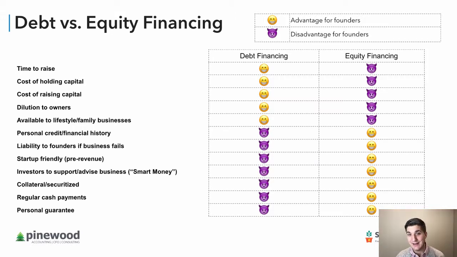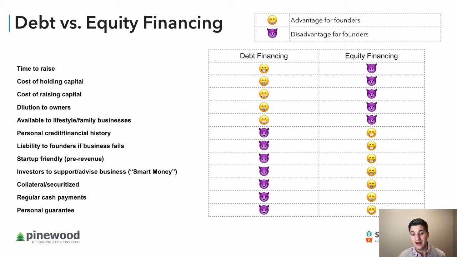Liability to founders if the business fails. Not advantageous to founders or owners. If your business fails, many times you'll need to pay that commercial loan back, and you will many times need to personally guarantee it. Most equity investments do not come with that type of arrangement, since the equity investors own the company as well. It's not a loan.